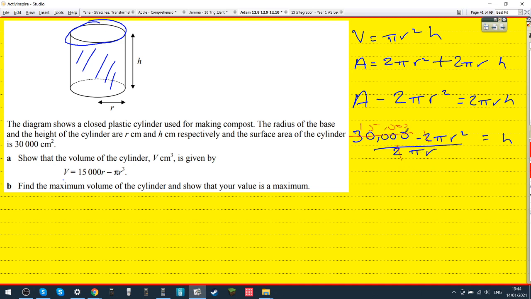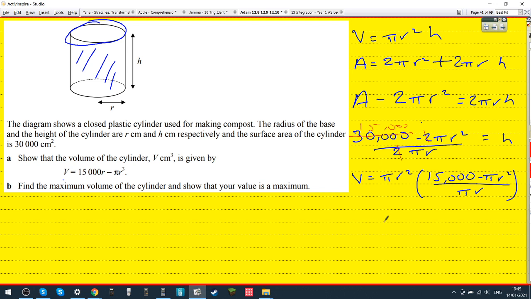So I see 15,000. It's looking good. Okay, what's next? Can we simplify it further or not? Let's not, because we might make a mistake. We sub the whole equation for h into the volume equation. And so what would you get for that? You'd get pi r squared times 15,000 minus pi r squared over pi r. And now we'll simplify this. If we simplify it correctly, we should get 15,000 r minus pi r cubed.